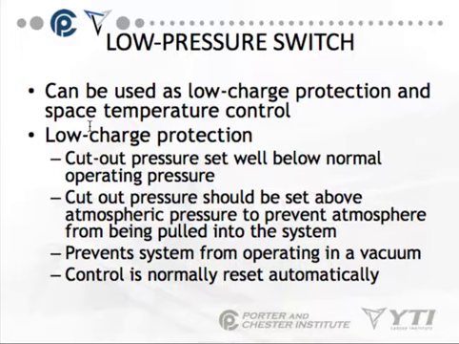Low pressure switch can be used as a low charge protection and a space temperature control. In other words, it's either a safety or a control. Low charge protection, it's set at a cutout pressure that's well below normal operating pressure. The cutout pressure should be set above atmospheric pressure to prevent atmosphere or regular air from being pulled into the system. It prevents the system from operating in a vacuum. The control is normally reset automatically.